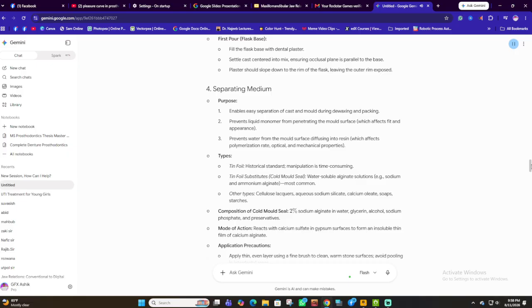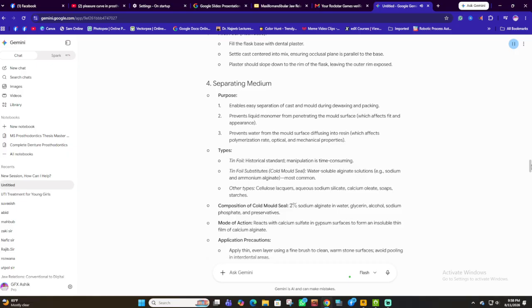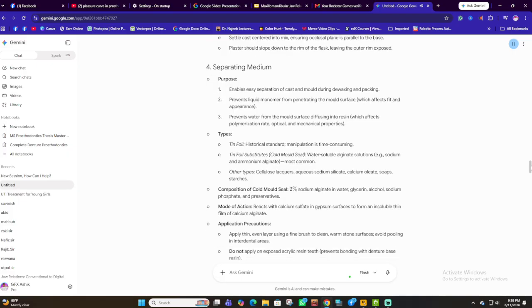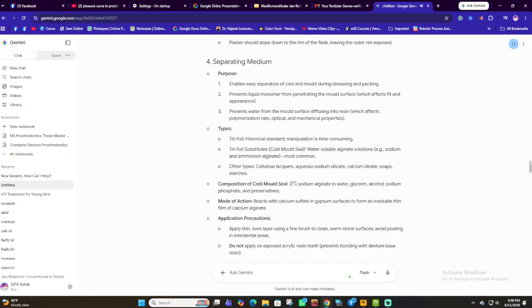Types. Tin foil: the historical standard, but manipulation is time-consuming. Tin foil substitutes: cold mold seal and water-soluble alginate solutions, e.g., sodium and ammonium alginate, are most common. Other types: cellulose lacquers, aqueous sodium silicate, calcium oleate, soaps, starches.